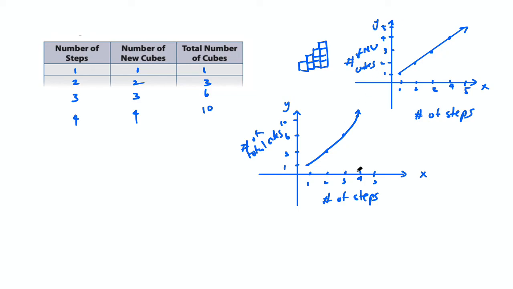But here, notice that as we increase the steps, we actually increase the total number of cubes by more, right? Here we have 1, 1, but then once we're on the 2nd step, we don't have 2 total cubes, but we have 3, right? So this y value increases faster than the x value. That's why it's curved upwards like this, okay?